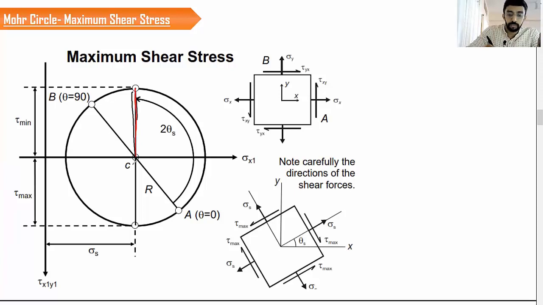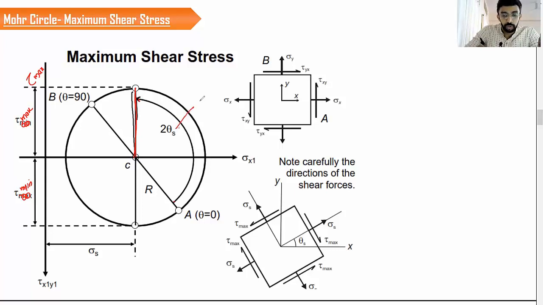This is the maximum shear value. This is the maximum visible tau max. This is not tau minimum, this is tau max. Based upon our representation, that is tau max, and this is going to be tau minimum. Numerically, they are the same. And from here itself, I will measure 2 theta in the anti-clockwise direction.